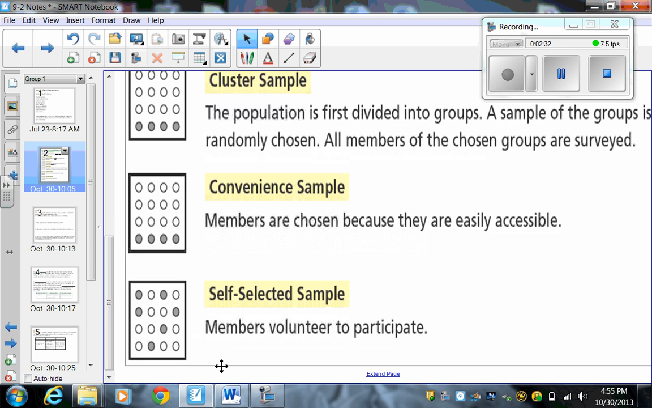A self-selected sample is when members volunteer to participate. So the easiest way to think of this is like these days, just about anywhere you go, at the bottom of a receipt, there's a phone number to call, there's a website to go to for you to fill out a survey. And anytime you do that, you're becoming part of the self-selected sample because you're volunteering to be part of the sample.